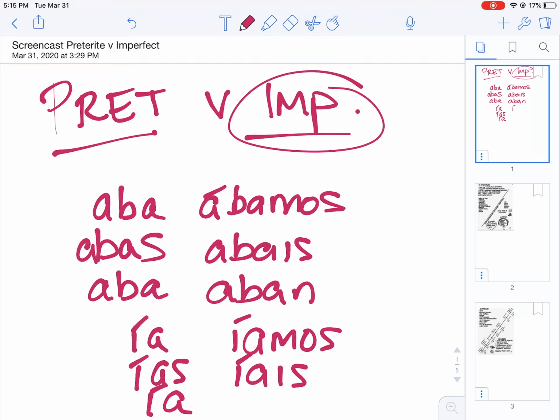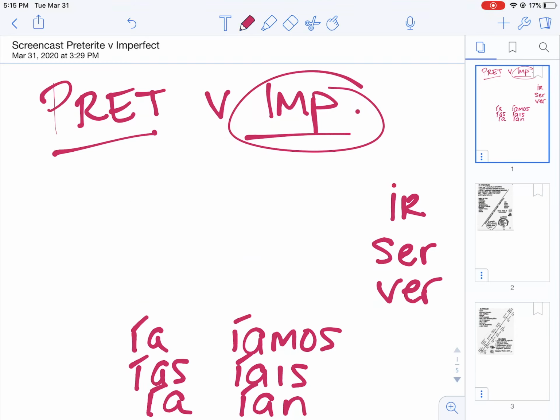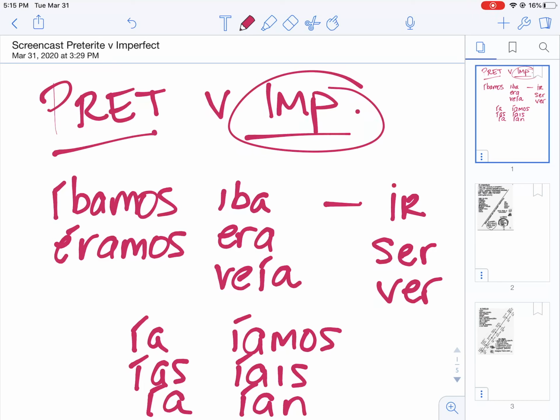íamos, íais, and ían. Okay, so also remember that there are 3 irregulars: ir, ser, and ver. So if we were to just do the yo form, remember they all follow a pattern. Ir was iba, ser was era, and ver was veía. And then the rest of the pattern followed suit. So you had iba, ibas, iba, íbamos, ibais, iban. Remember, íbamos had the accent mark. Then era, eras, era, éramos has the accent mark. Erais, eran, and then veía all follow suit, and they all have the accent marks.